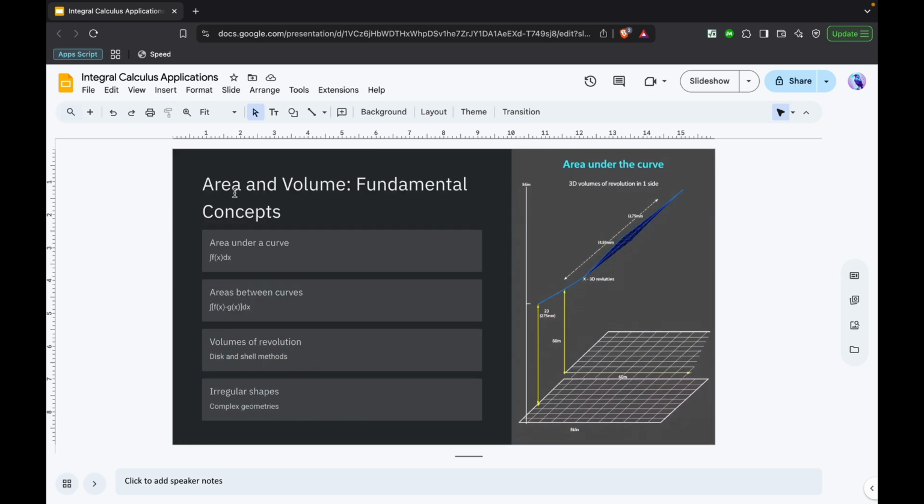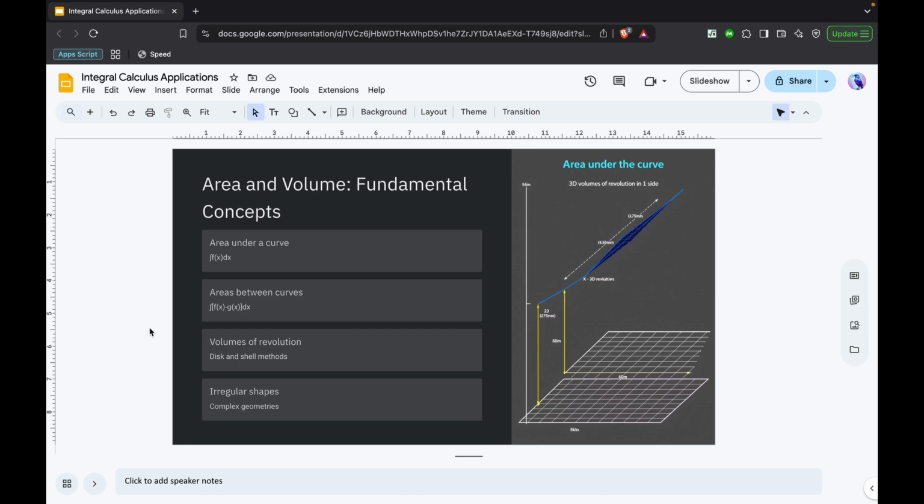The first topic we're going to cover is area and volume, the fundamental concepts of area and volume, that is. Of course, the area under a curve is the integral of f of x dx. Now, the area between curves is the integral of f of x minus g of x, all of that dx. This shows the area between two different curves on the xy plane.